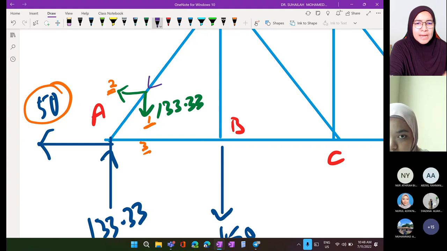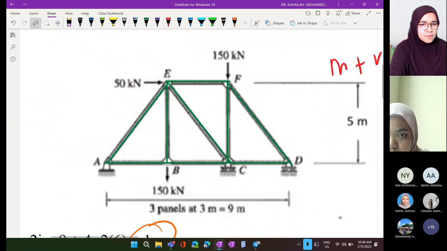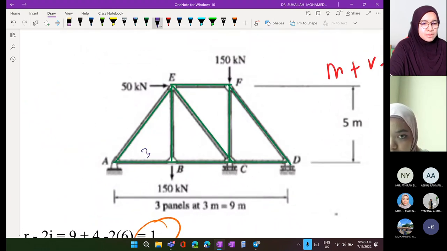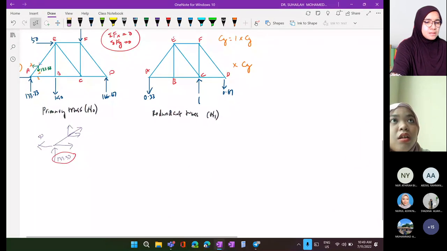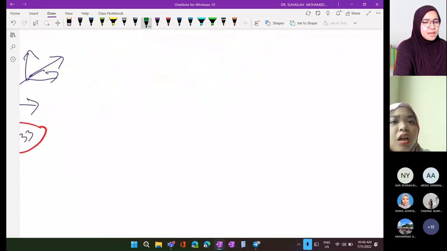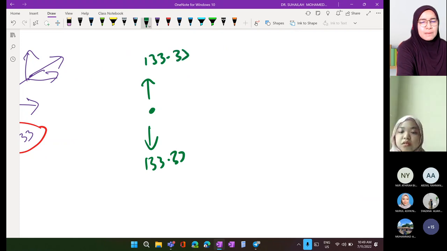So what is the value for number two? All is 3 meter, 3 meter. This one is 3 meter, this one is 3 meter. This one is 5 meter, so the height is 5. This is also 5 meter. It looks like this. So we have A here. We have 133 here. So it must balance, 133.33.